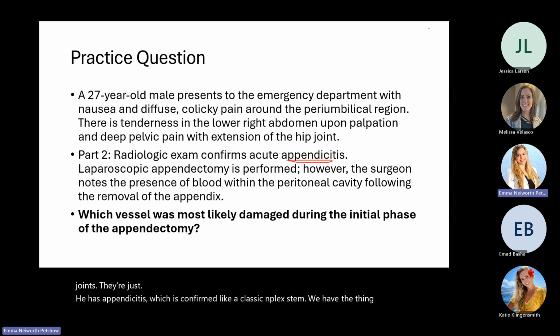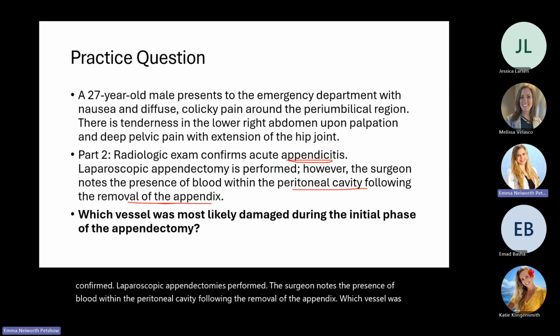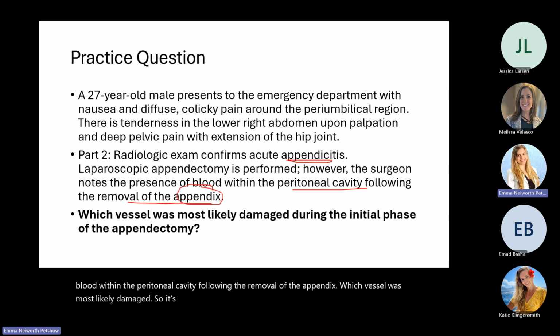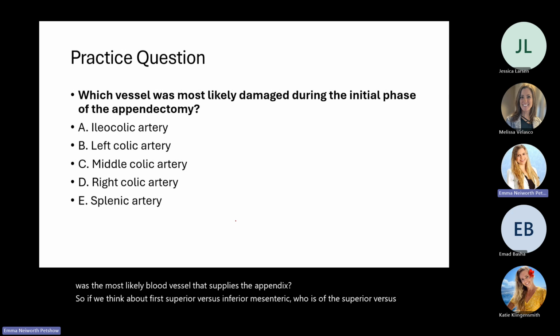Laparoscopic appendectomy is performed. The surgeon notes the presence of blood within the peritoneal cavity following the removal of the appendix. Which vessel was most likely damaged? So it's truly asking, who is the blood vessel that supplies the appendix? So if we think about first, superior versus inferior mesenteric, who's more likely to supply the appendix?